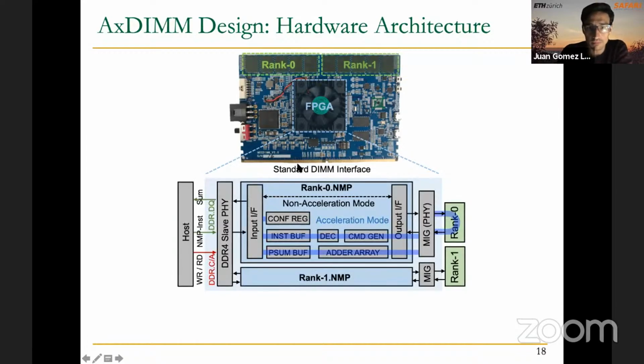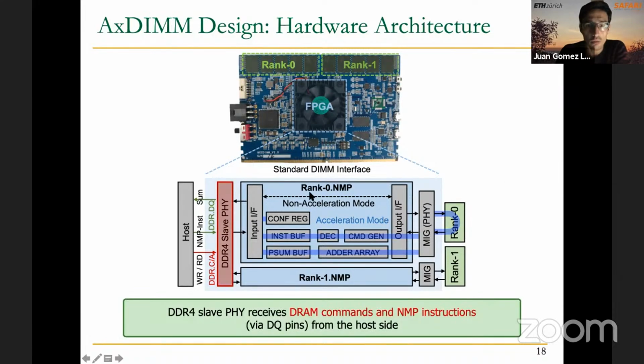And this is a view of the internals of the design on the FPGA. If we take a look at the internals of the FPGA, we can identify these two NMP units, one for rank 0 and the other one for rank 1. And as you can see, they can access each of the ranks directly. Let's take a closer look at each of the individual components in this special function unit, or accelerator, that we have for the SLS operators of recommendation systems.